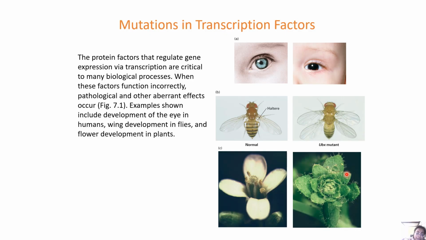The protein factors that regulate gene expression via transcription are critical to many biological processes. So, when these factors function incorrectly, pathological and other aberrant effects occur. Examples shown include development of the eye in humans, wing development in flies, and flower development in plants.